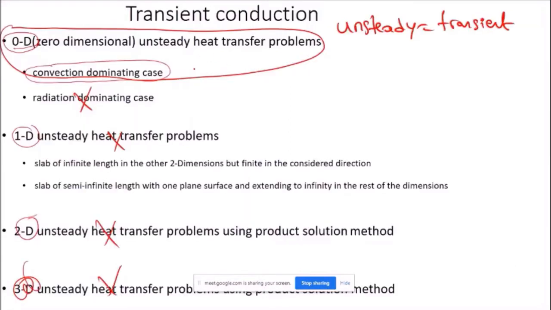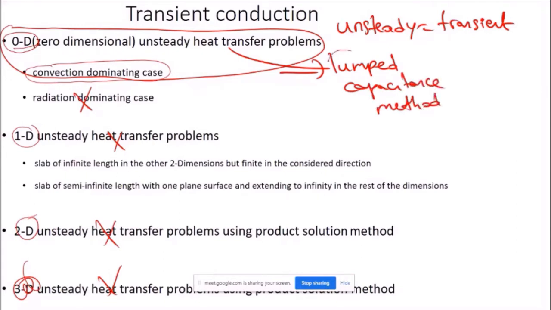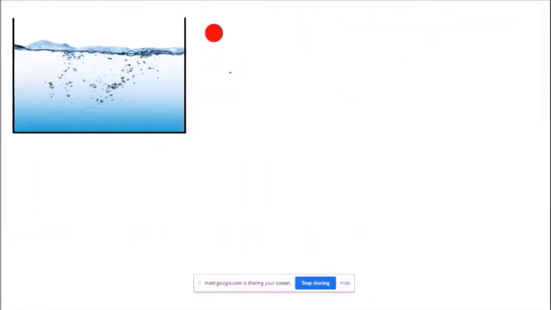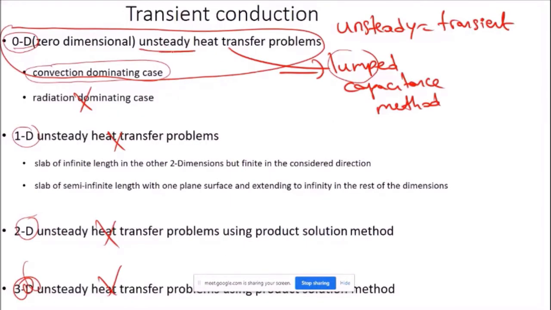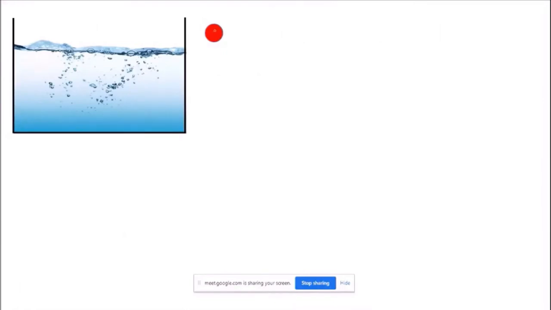So what is convection 0 dimension? This is also called the lumped capacitance method. Why lumped? Because there is a lump of material that you put in fluid. Lump means a piece of material. Let's see what the lumped capacitance method or zero-dimensional unsteady problem is. I have a sphere here. It is red color. Red color means the temperature is the same everywhere. If you take any point on the sphere, it has the same temperature. I put that sphere into fluid, in the water, for example.